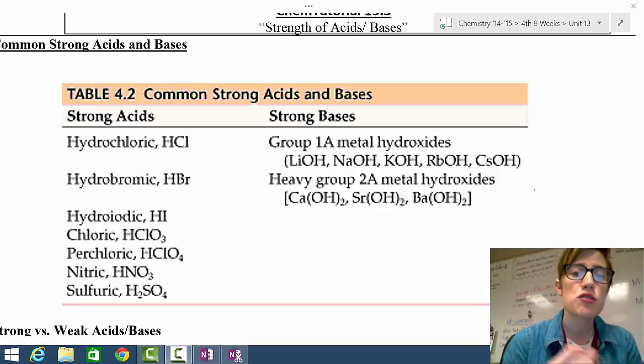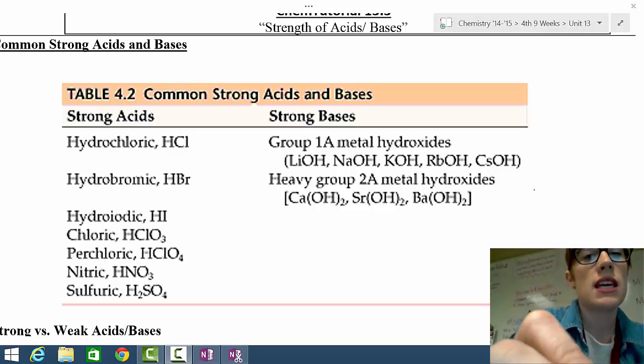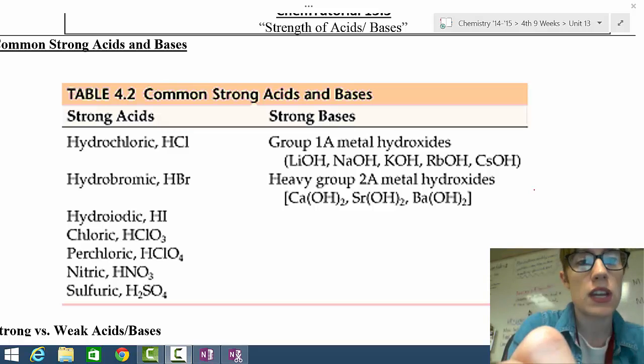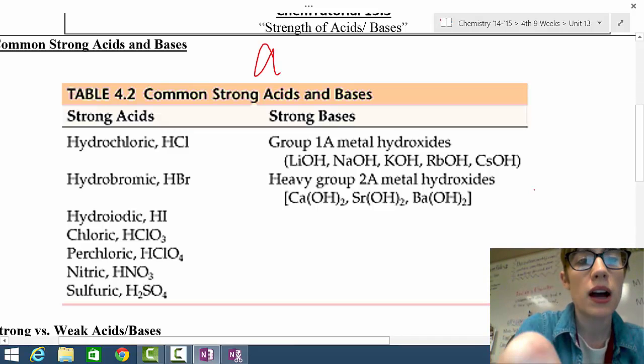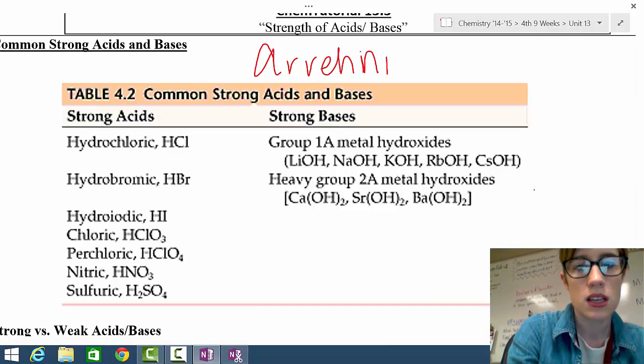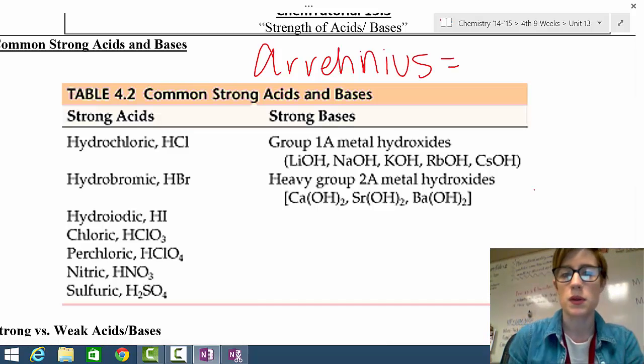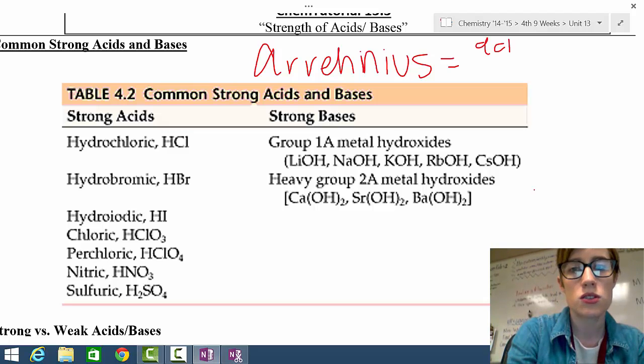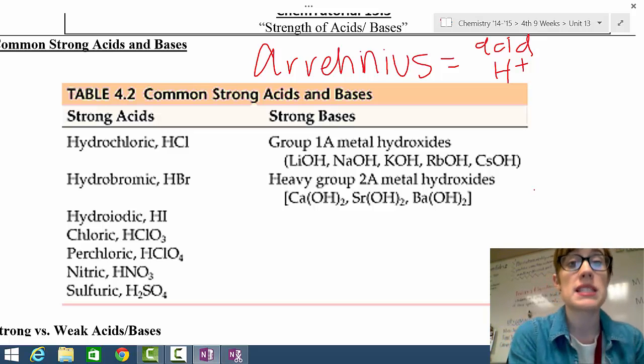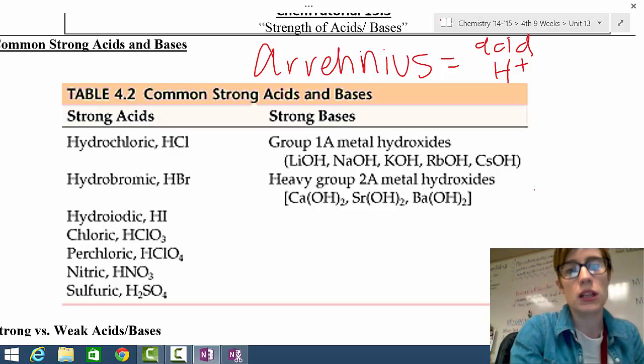So, if you guys remember from our definitions, not yesterday, but in our first video, we learned about Arrhenius acids and bases. And we said Arrhenius acids are going to be acids that produce that H+ ion in water, which means they have to have an H+ ion in their formula, right?